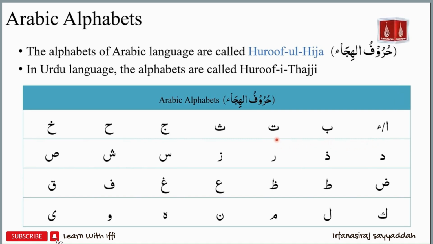ba, ta, tha, jim, ha, kha, dal, zal, ra, za, sin, shin, swad, dwad, twa, za, ain, ghain, fa, qaf, kaf, lam, mim, noon, ha, waw, ya.